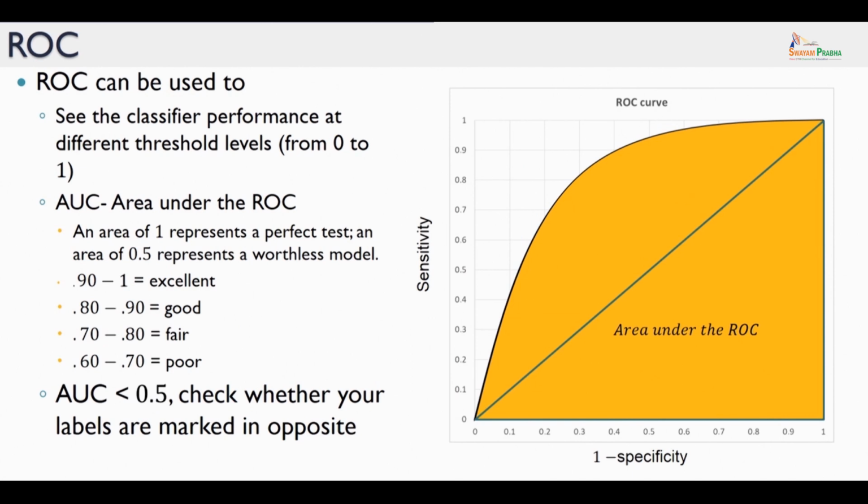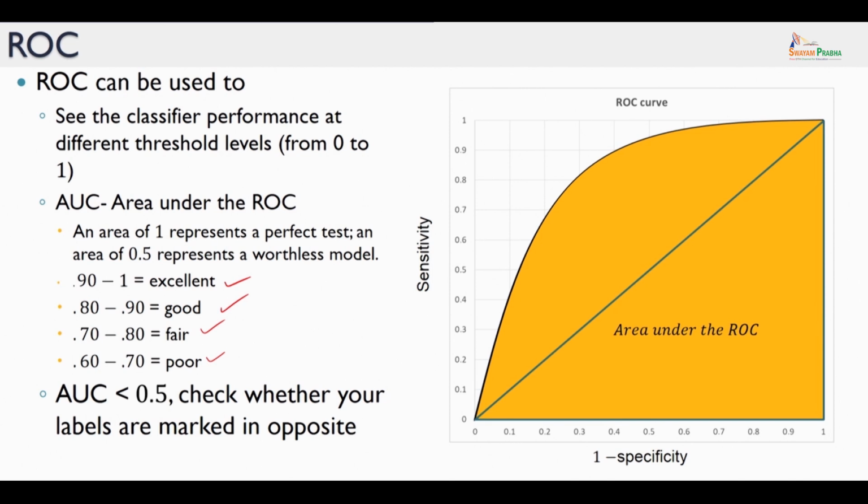In general, if the area under the curve is between 0.9 to 1, we would call that an excellent classifier, and similarly there are definitions for good, fair and poor. If actually the ROC curve goes below this line, then there is some serious problem. So, you might want to go and check whether there is anything wrong with your data and so on.